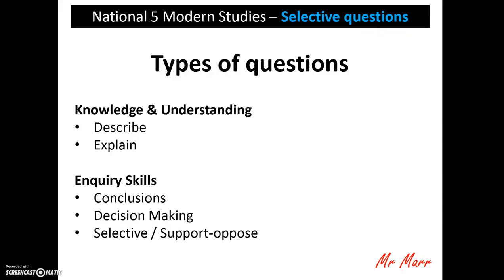There are two types of questions in a National 5 Modern Studies exam. There's knowledge and understanding questions, which are based on your knowledge of the topics you've been studying and how best you understand this. And there is also inquiry skills, which is when you are given sources of information in the exam and you have to answer questions based on this. The selective or support and oppose questions that we will discuss today are drawn from the inquiry skills section.